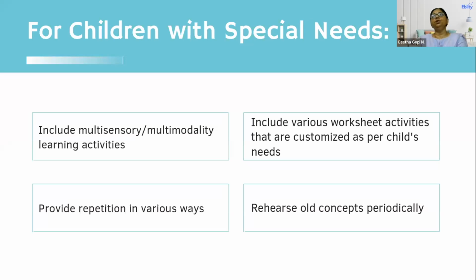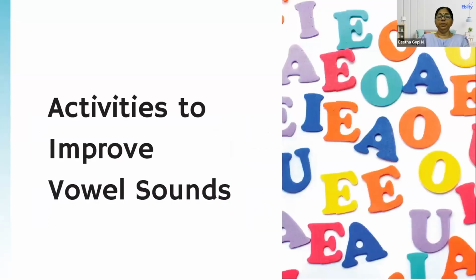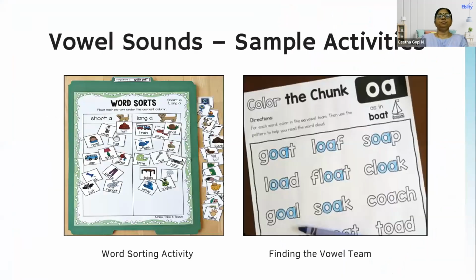So even if you move to long vowel sounds, for example, you can still give a comparison between long and short vowel. So you're rehearsing the short vowel, but you're also giving the long vowel sounds. So again, rehearsing these periodically. So activities to improve vowel sounds. What are some of the activities that we can use?